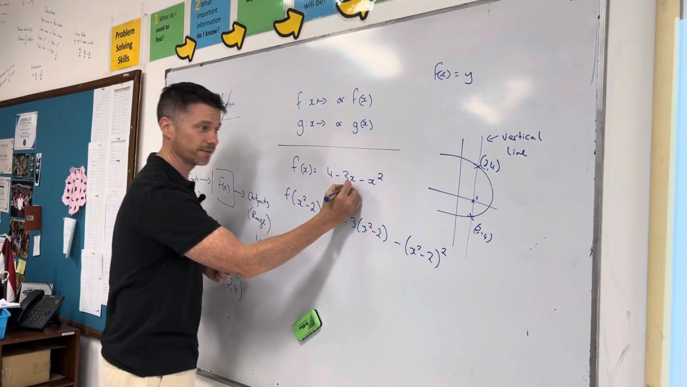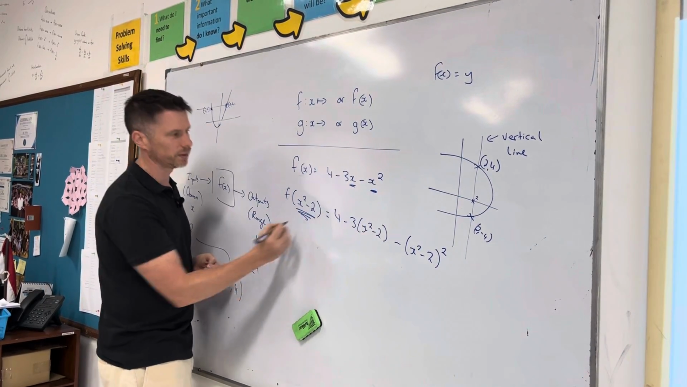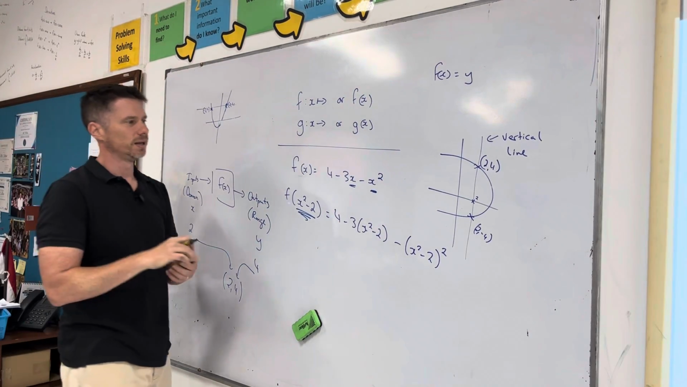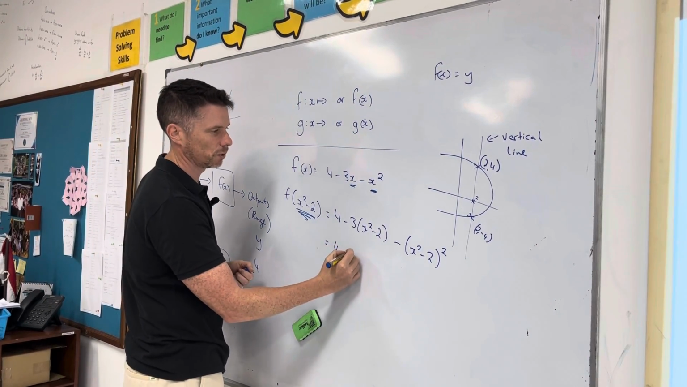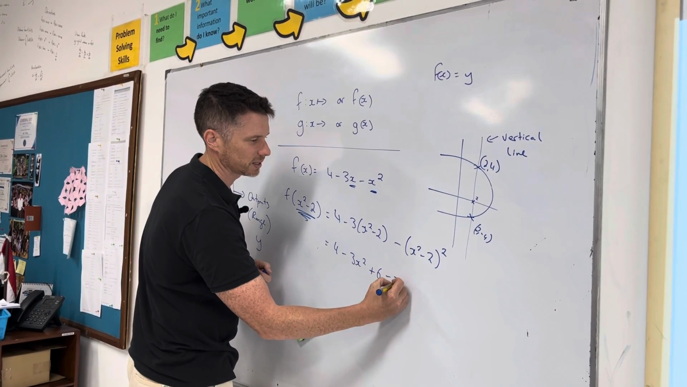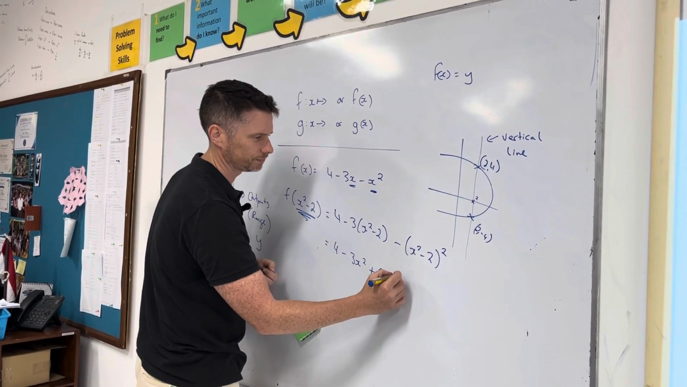So I've replaced every x with this new function. I put a function into a function, and I can simplify this down. I get 4, 3x squared plus 6 minus, oh, well, I have to square this.